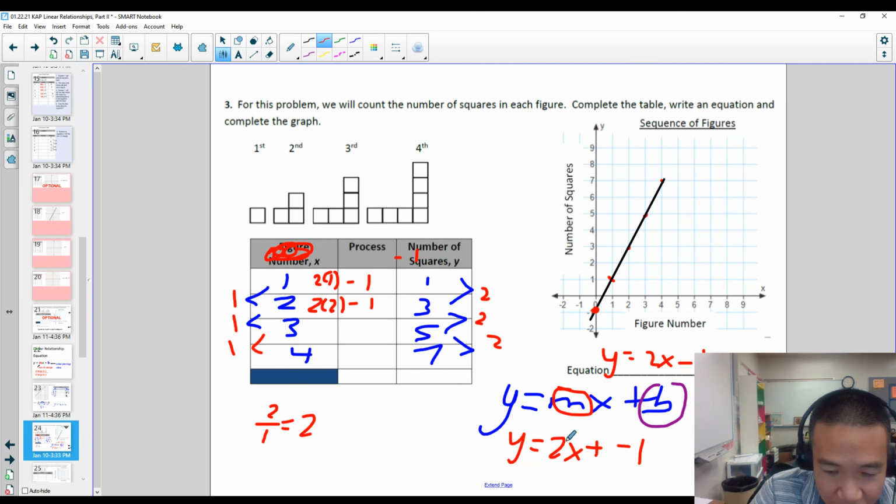And so the main thing we learned is y equals mx plus b. M is the rate of change. B is the initial start.